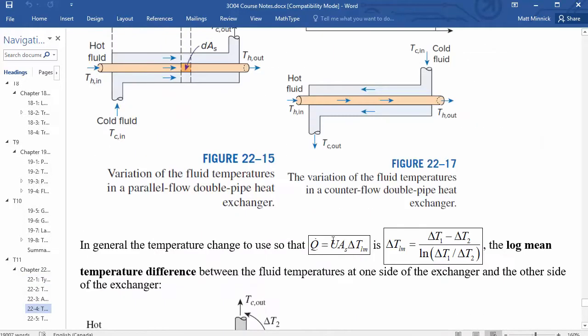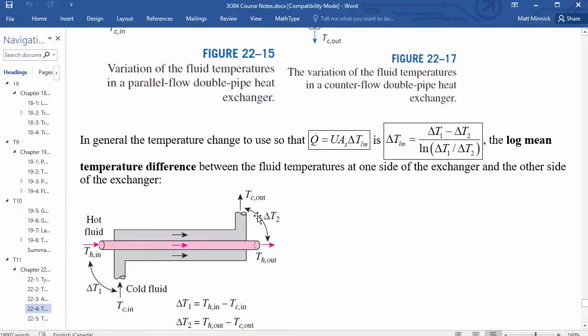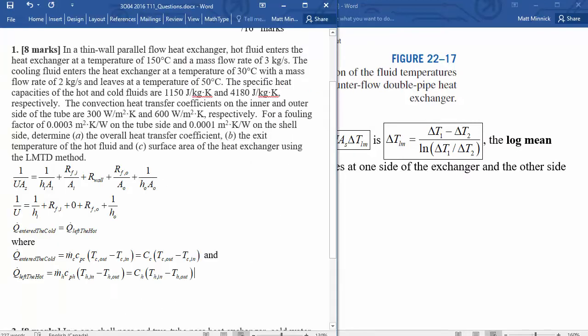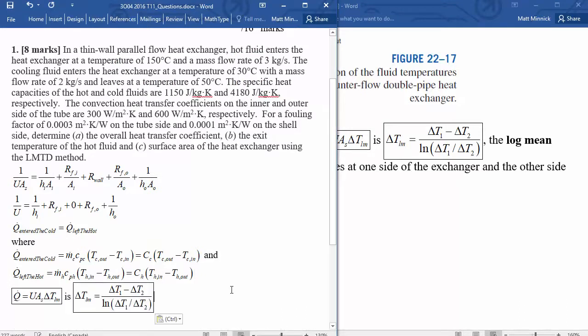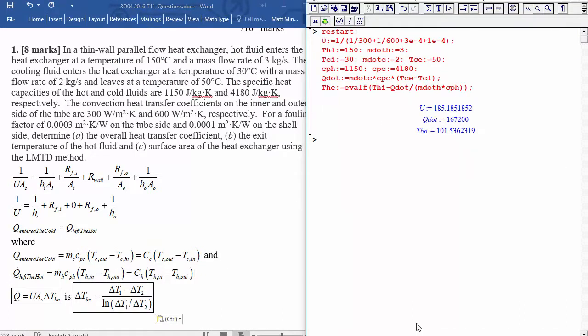Well, the log mean temperature difference accounts for that. So this is, again, a temperature difference between the hot side and the cold side, and you evaluate it using one of these delta T's at the difference in temperature at the output and the other one at the difference in temperature at the input. So then we've got LMTD is going to be T.